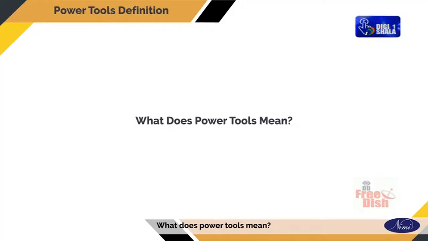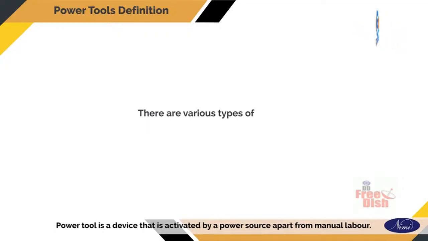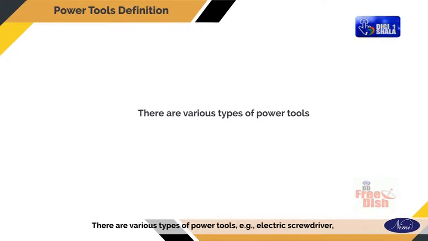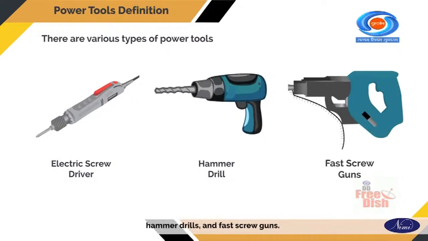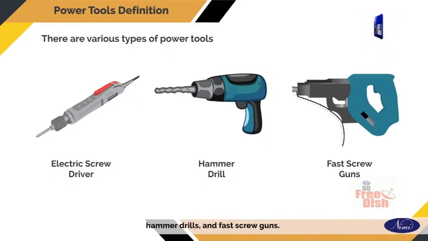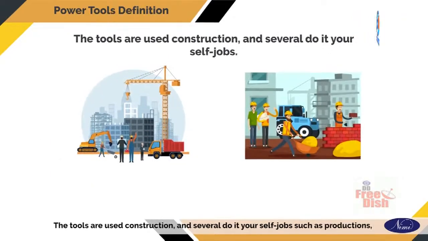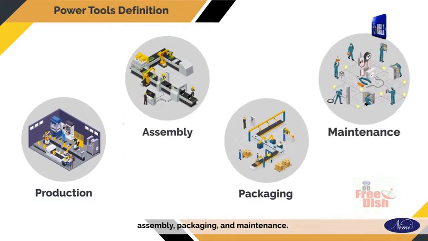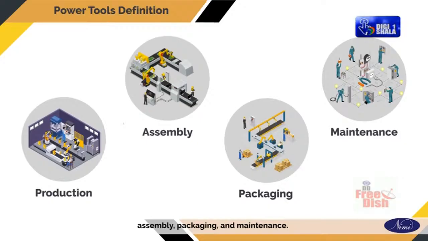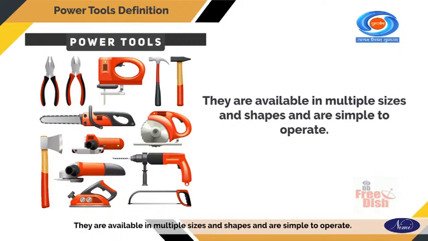What does power tools mean? A power tool is a device that is activated by a power source apart from manual labor. There are various types of power tools, for example, electric screwdrivers, hammer drills, and fast screw guns. The tools are used in construction and several do-it-yourself jobs such as production, assembly, packaging, and maintenance. They are available in multiple sizes and shapes and are simple to operate.